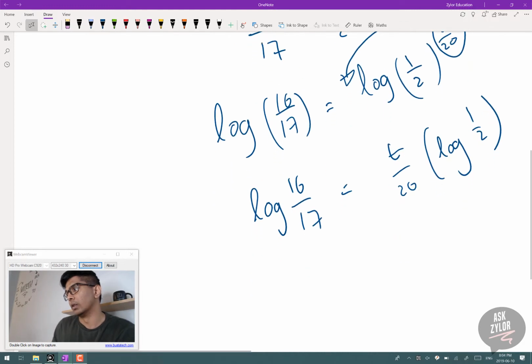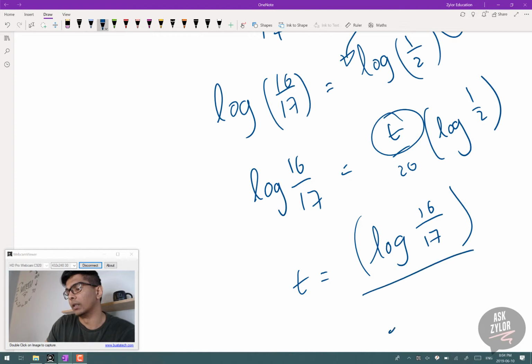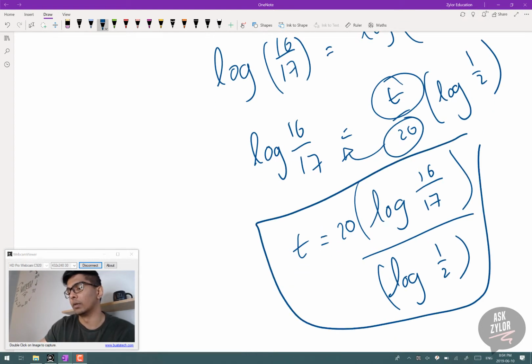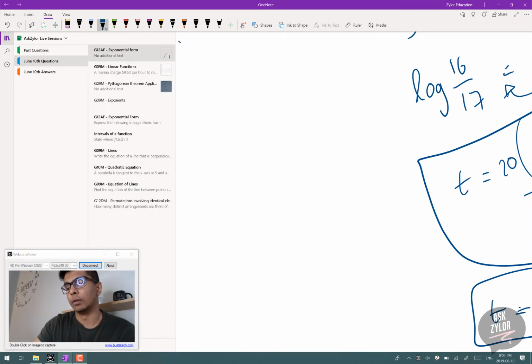Now it's a matter of isolating for that t variable. So t ends up being log of 16 over 17 divided by the log of 1 over 2. And then I'm going to bring the 20 over to the top, so I have 20 in my numerator. So this is my t variable. I can plug all this into a calculator to give me roughly 1.75. So we're going to jump to the next question.